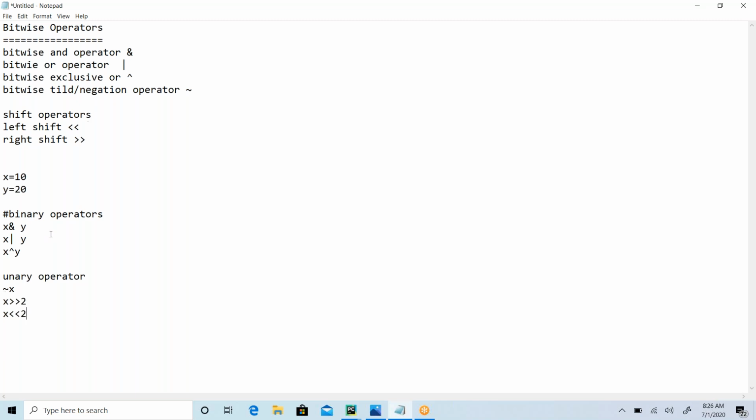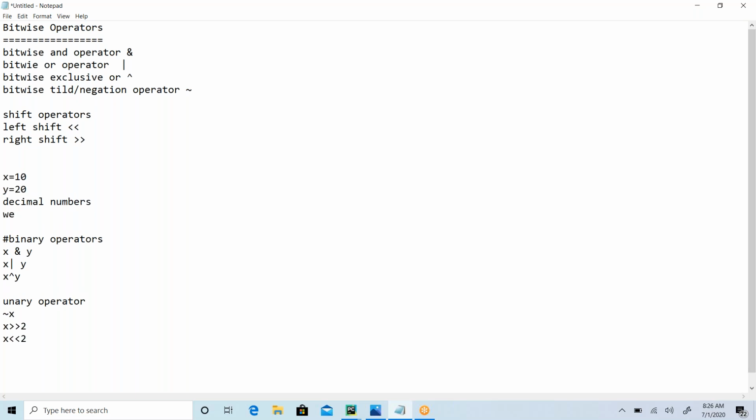Okay, so let's understand one by one. When I say 10 plus 20, that is going to be an addition operation, right? But here we are applying these bitwise operators. We need to know the binary representation of this particular decimal number. 10 and 20 are decimal numbers, right?